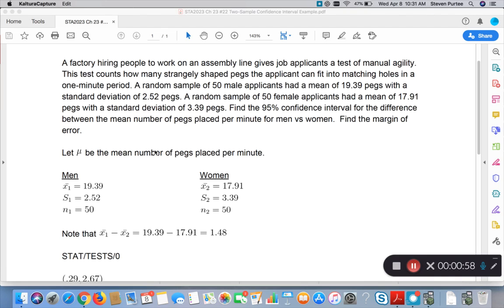Notice I did not mention either group here. This is for the whole population. My population here is people. So I didn't mention men or women in this sentence. I'll do that down here in the groups.